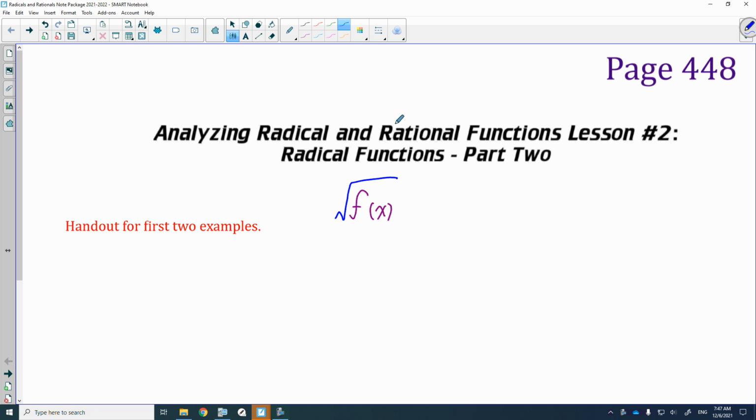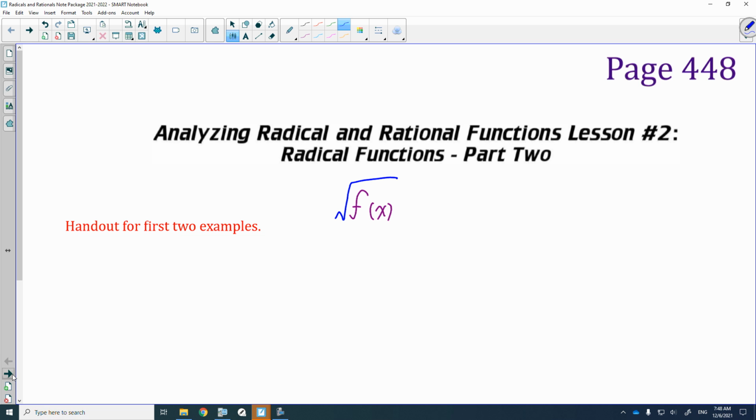Hi Math 30s. This video is going to be on lesson 2 on radical functions in your workbook, page 448, and it's going to be exploring the graphs of radical functions. So essentially taking a function and putting it underneath a radical sign. I'm actually going to start with 2 examples not in the workbook.